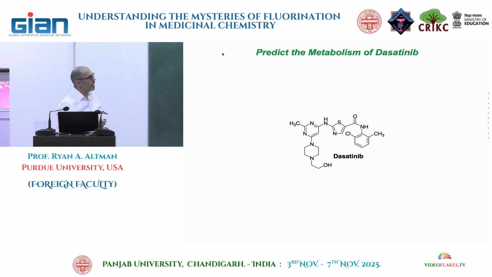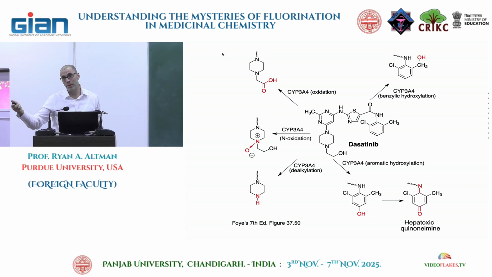Now the second one, dasatinib, is a kinase inhibitor, a BCR-ABL kinase inhibitor for leukemia. And this has all kinds of substructures all over it. You could predict a lot of things, and in reality, a lot of things do happen. So there's all kinds of stuff occurring to this molecule. Maybe we just start over here. We get benzylic hydroxylation. Hopefully some people saw that.